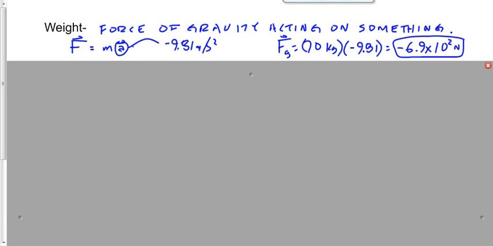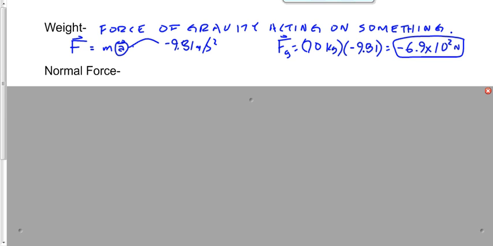Weight is the force of gravity acting on something, and that's going to depend upon what the acceleration of gravity is. On Earth, about 9.81, although even that varies depending upon where you are on Earth, right? If you're in Vancouver, it might be 9.82. If you're at the top of Mount Everest, maybe it's 9.75. It does vary a little bit, but not dramatically. The further you are away from the center of the Earth, the weaker it is.